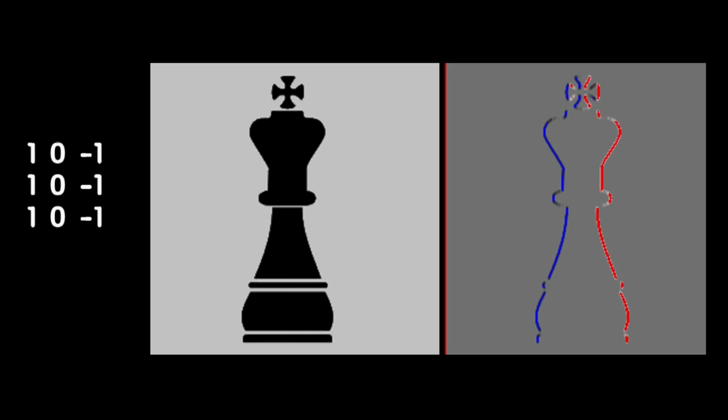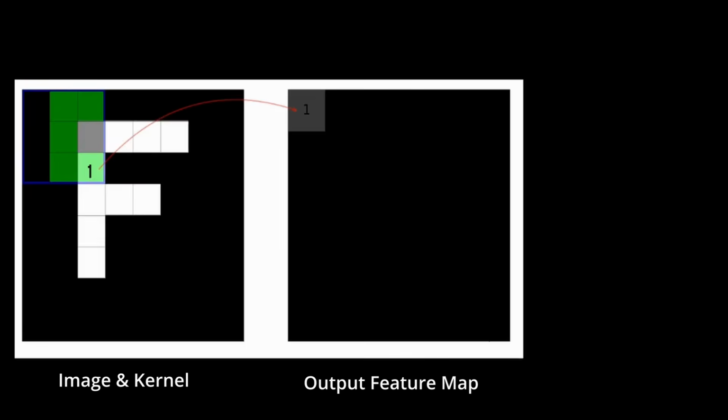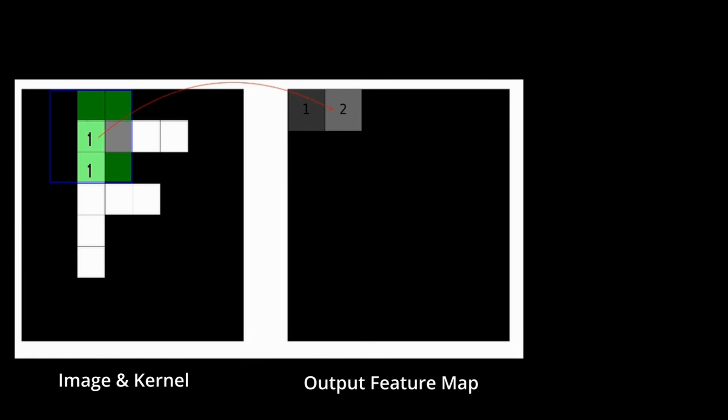As you can see, we now have the outline of the king. The red pixels capture the positive values in the feature map where the image went darker from left to right, whereas the blue pixels are where the image went brighter. Here the kernel is a 3x3 grid with these 4 pixels turned to 1 and the rest to 0, kind of looking like an inverted C. At any given point in the overlap with the image f, we are going to multiply each overlapping pixels and then sum up. So in this case, only 2 pixels are overlapping, so the convolution value is 2.